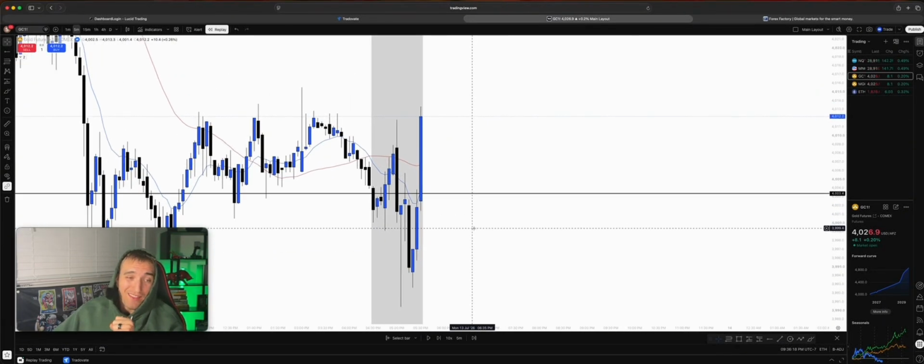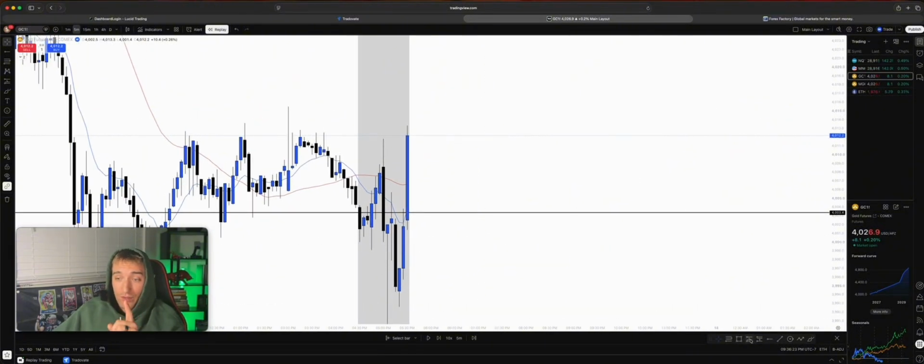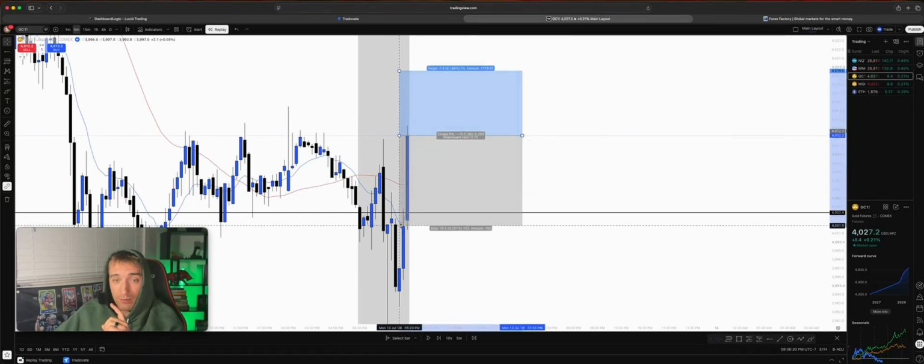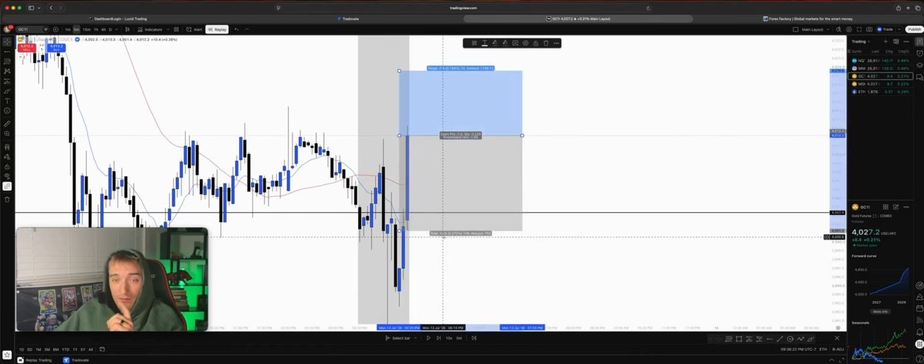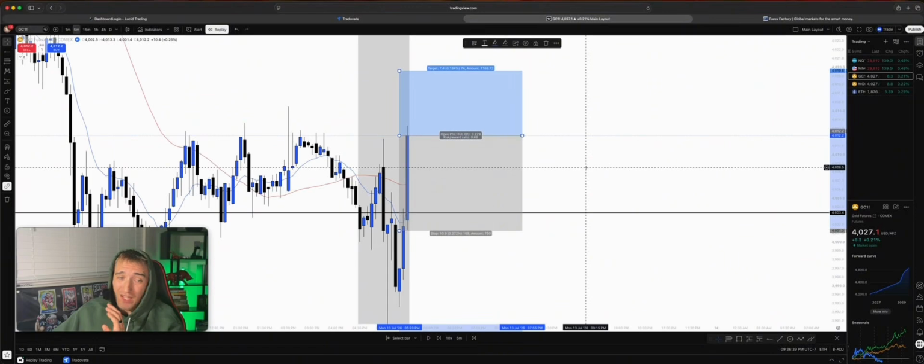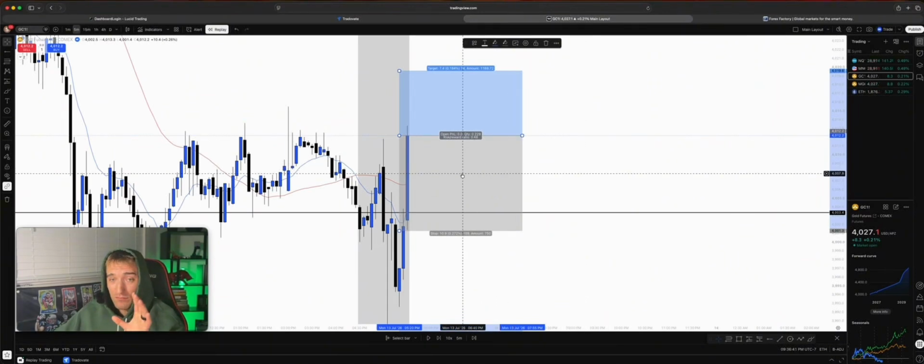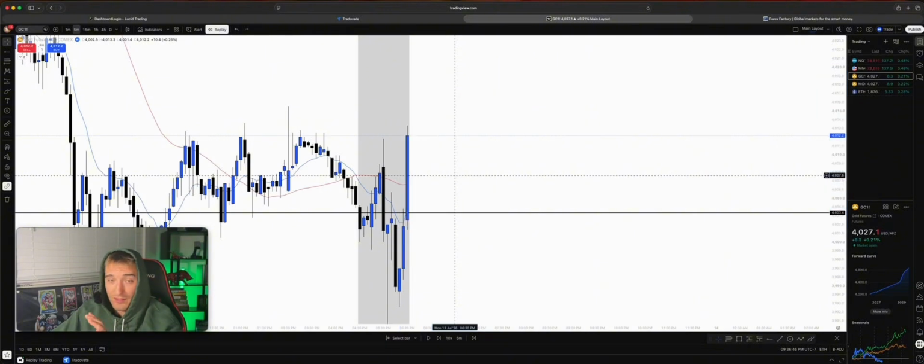Now this was the first breakout candle. Now, the only reason I did not take this was because of how big this candle was. I was not comfortable risking almost basically 11 points, which is $1,100 on one contract on gold. I was not comfortable with risking that. So I did not take this, just due to the size of the candle.